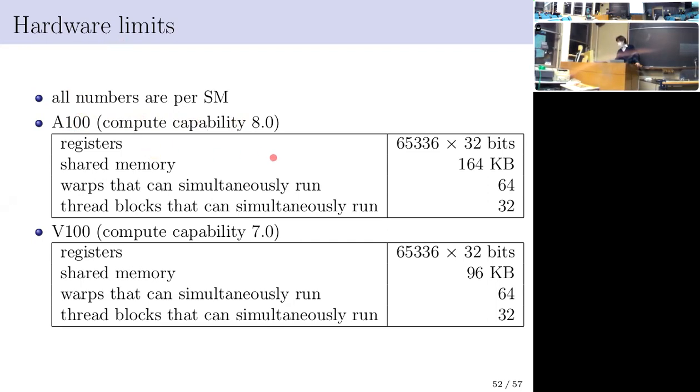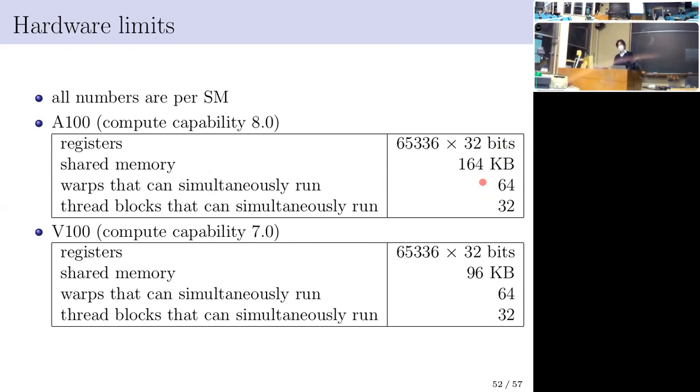It has 64,000 32-bit registers in each streaming multiprocessor. It also has shared memory of 164 kilobytes. So these are hardware limitations very relevant to the previous slide.